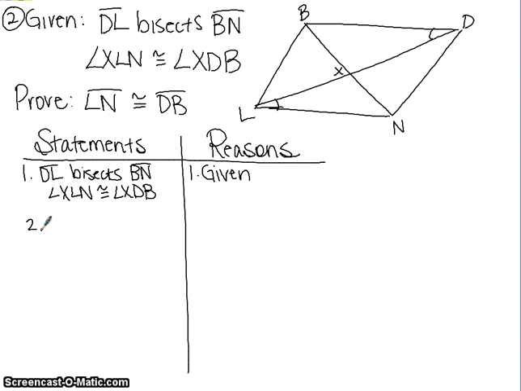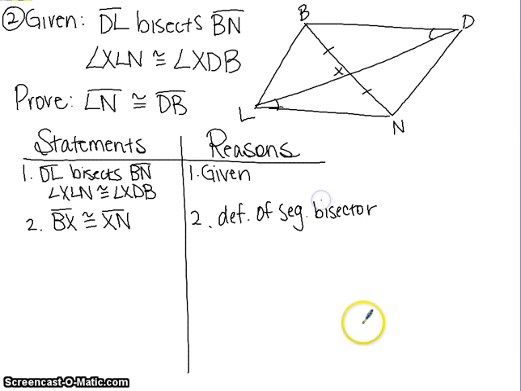Now, let's look at the first part of our given. DL bisects BN. Okay, bisect, cuts in half. So that means that DL cuts BN in half, or into two equal parts. So that tells us that BX is congruent to XN. And for this one, because we're talking about segments, not angles, this one is going to be from chapter 2 again. Definition of segment bisector. That was in your chapter 2 packet.